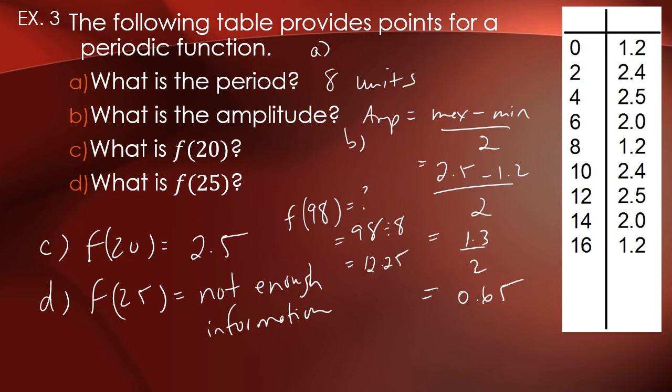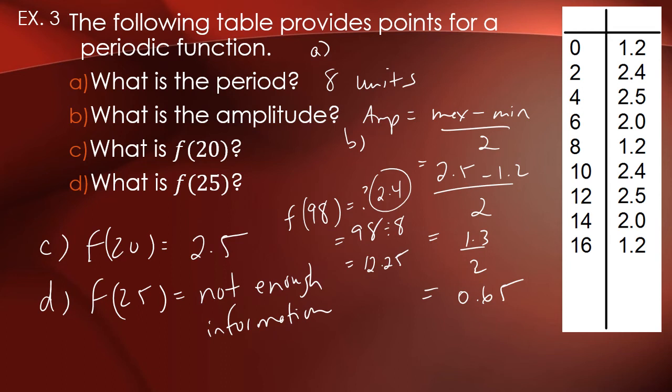What that means is in 98 units, it will have repeated one full cycle 12 times, and then it'll get to just 0.25 of the next cycle, meaning a quarter. What is a quarter of 8? A quarter of 8 is 2. And if I look at my table of values, when x is 2, what is y? 2.4.